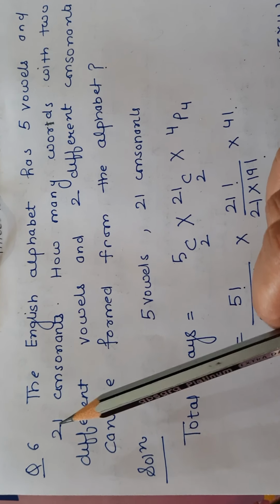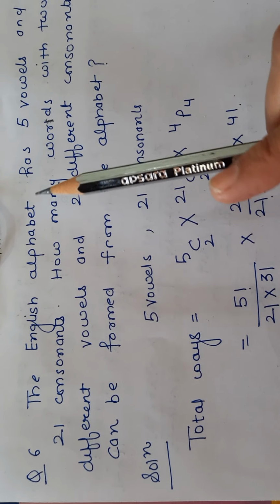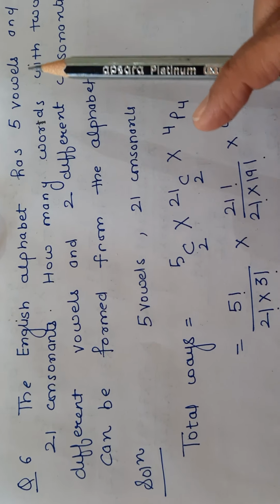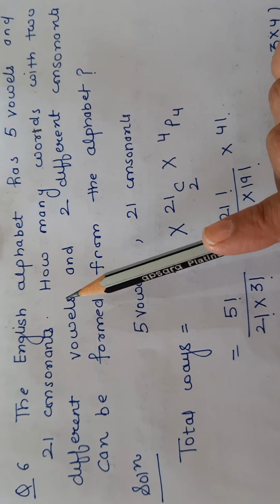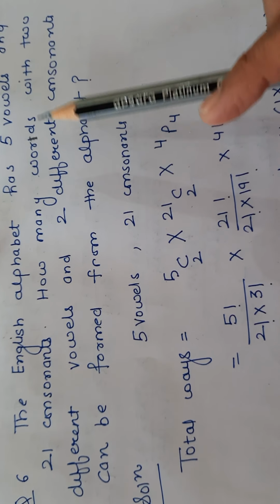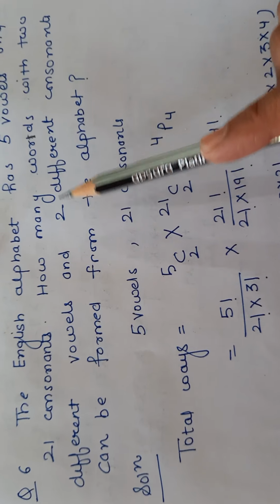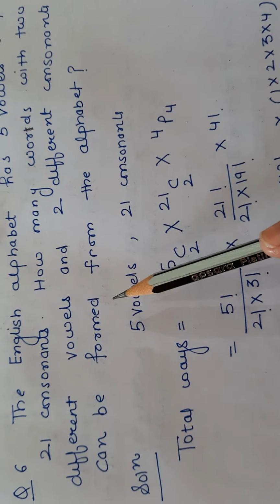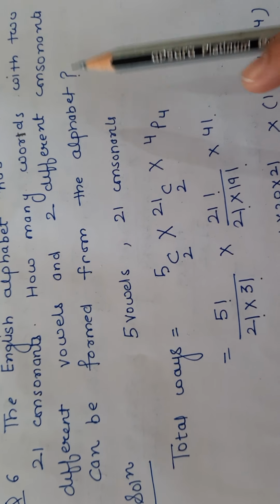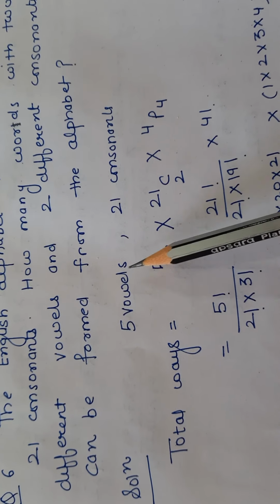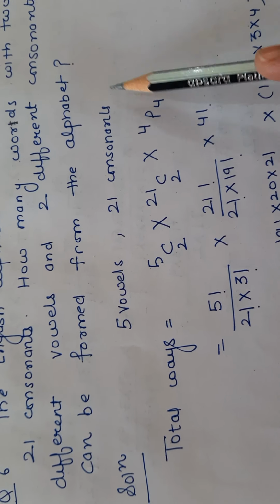Number 7. Question number 6. The English alphabet has 5 vowels and 21 consonants. How many words with 2 different vowels and 3 different consonants can be formed from the alphabets? Now we are given 5 vowels and 21 consonants.